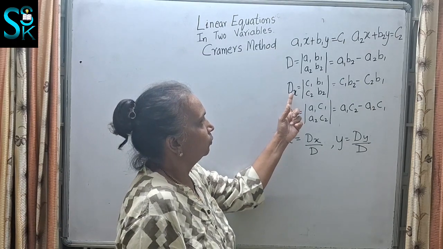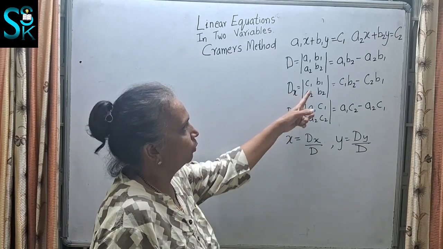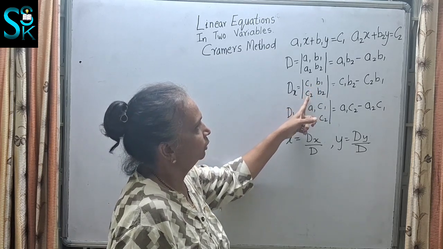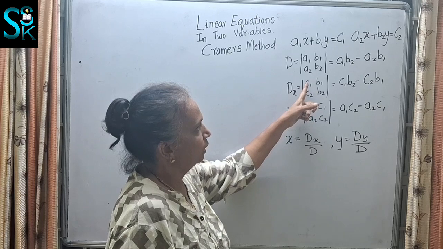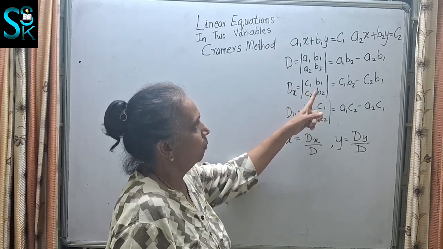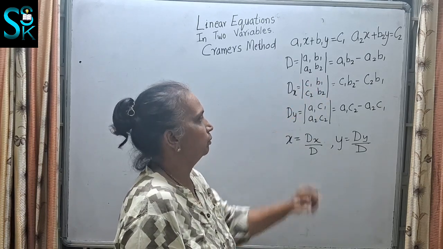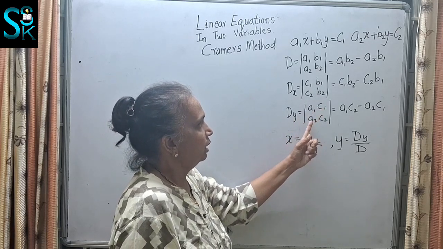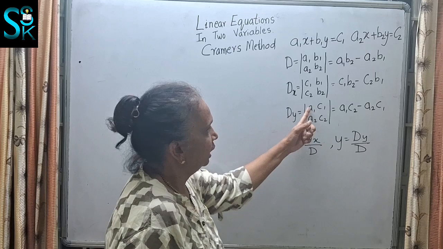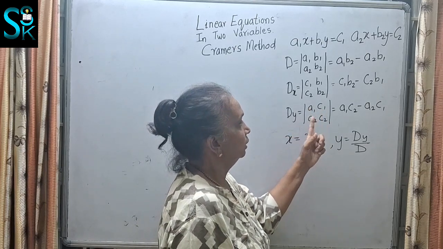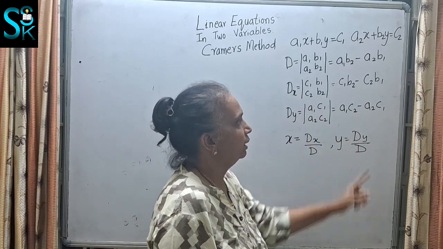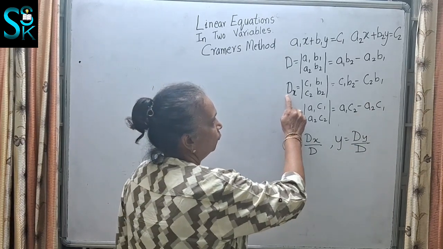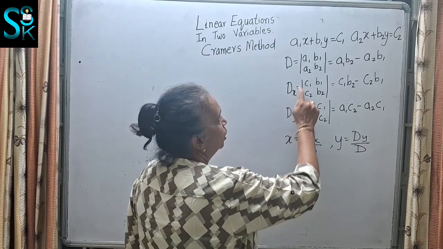Here dx, the determinant dx, what is the formula? Again c1 b1, c2 b2. We are going to multiply c1 b2 minus c2 b1. Again dy is a1 c1, a2 c2: a1 c2 minus a2 c1.